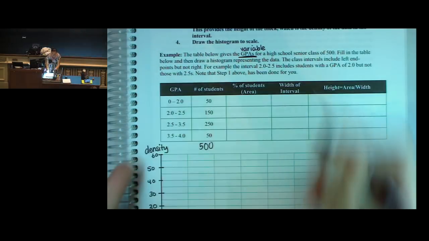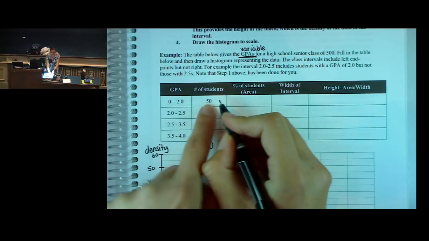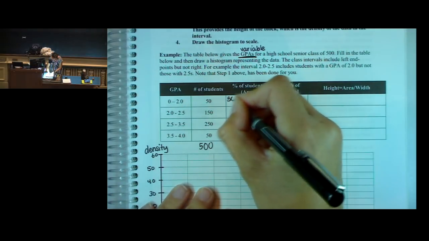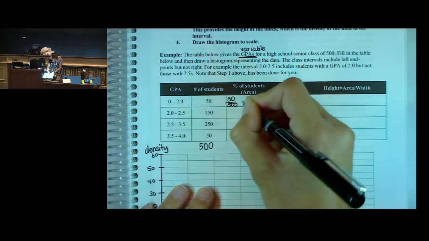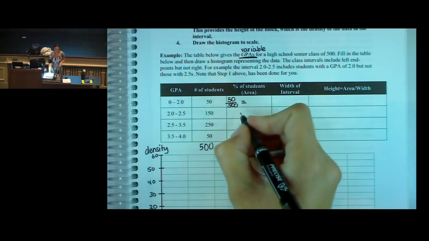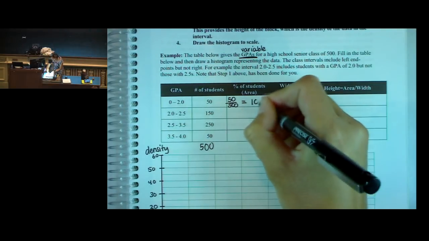Well, percent, how do I figure that out, right? This is just 50 out of 500. 50 students got between a 0 and a 2.0. So 50 out of 500, we want to change that into a percent. Hopefully everyone's good with that. 50 divided by 500 is 0.1, multiply it by 100 to get 10. So this is 10%.